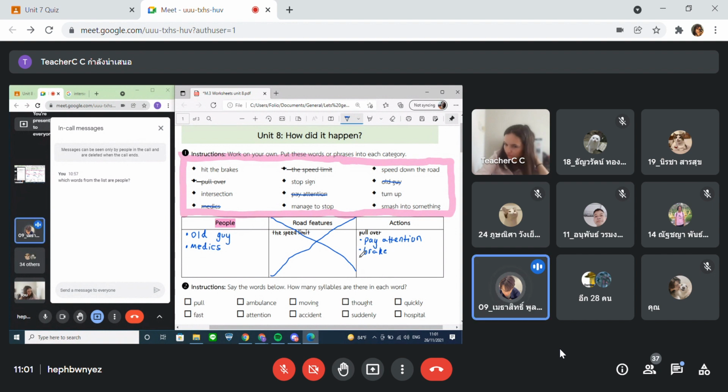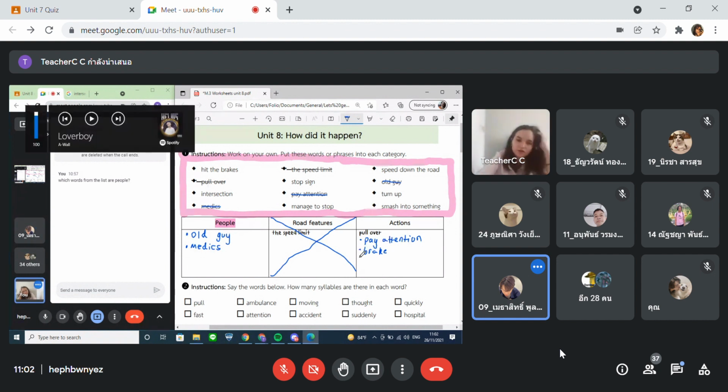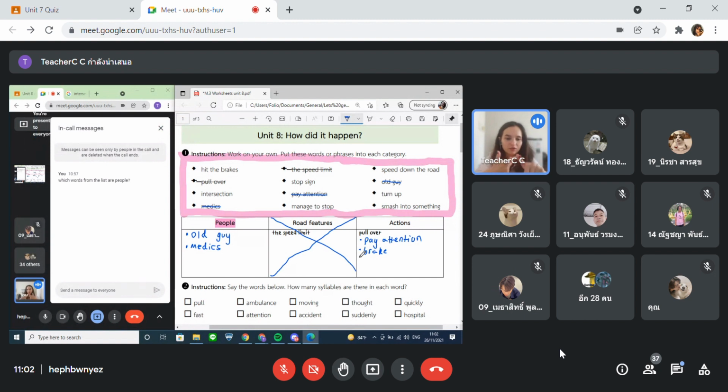Like, make your car stop. Yeah. So make your car stop, but will you make your car stop quickly or slowly if you hit the brakes? Stop quickly. Perfect. Not slowly, quickly. If we hit the brakes, think about it. Think about the literal meaning of this phrase.